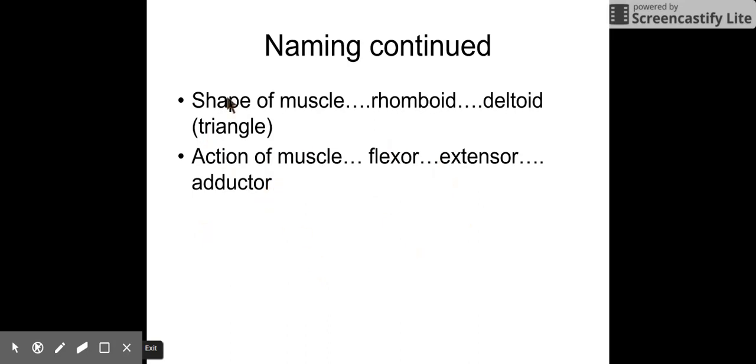We use all of those in order to get names because we have upwards of 600 muscles in the human body. We need a lot of different ways to come up with names. You will not have to know all 600 muscles. We're going to stick to the major ones in each body region.